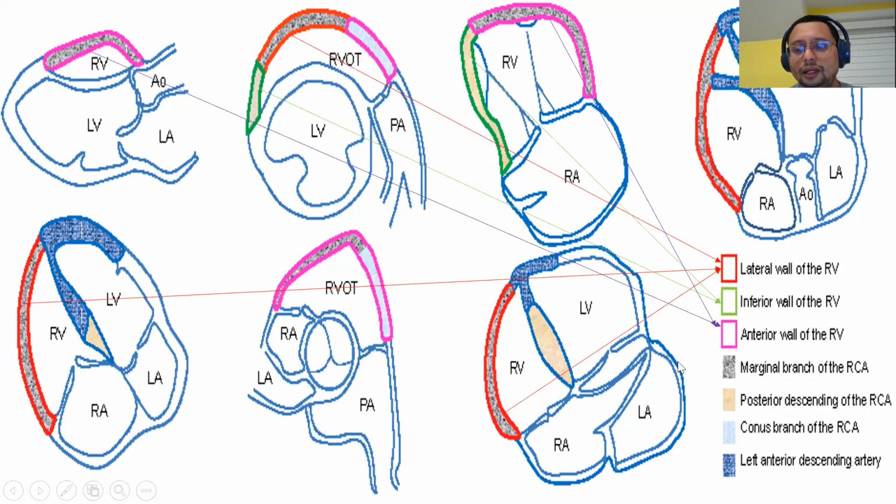So I remind you again, the PDA branch of the RCA, if let's say you have proximal RCA occlusion, will cause involvement of the septal part of the right ventricle and also the inferior part of the right ventricle. So don't forget, whenever you do a coronary angiogram and the patient has a proximal or mid RCA lesion, make sure you look at the septum and the inferior wall of the right ventricle. Now, once you have a proximal RCA blockage, usually it will involve the whole of the right ventricle, because the acute marginal branch of the RCA supplies the anterior wall and also the lateral wall of the right ventricle.